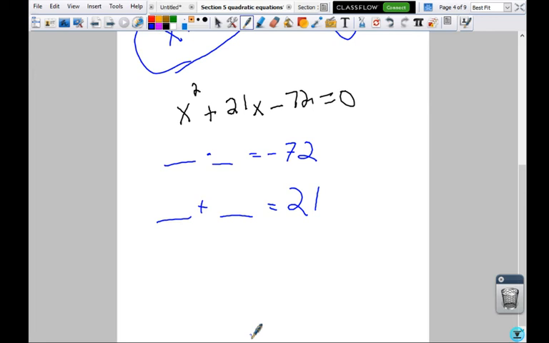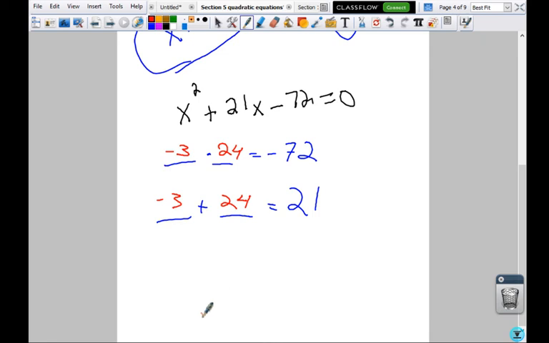Alright, let me help you out a little bit. Give us the first one. Alright, what times what is negative 72? 12 and 6. Alright, is 12 plus 6 21? No. Alright, good, let's keep going. Chris, did you get it? Were you raising your hand? What'd you get? Equals 21. Negative 3 and 24. Oh, I told you. No, 24. Alright, so your two numbers are negative 3 and 24.